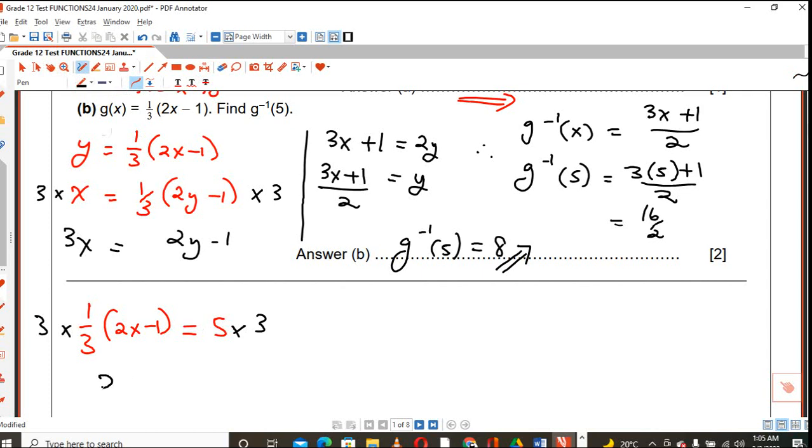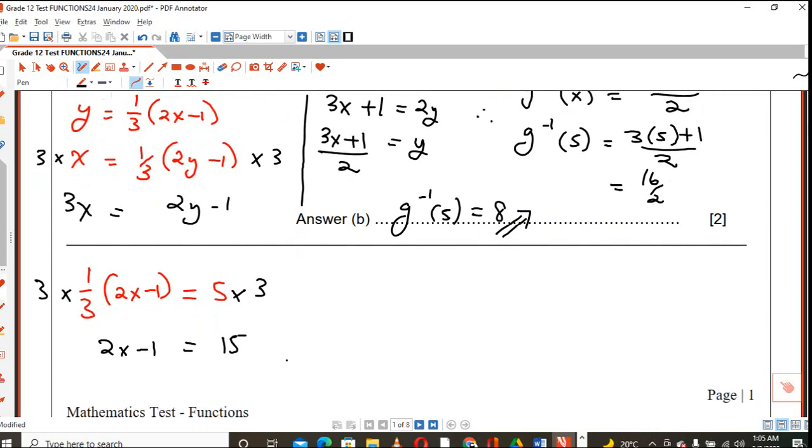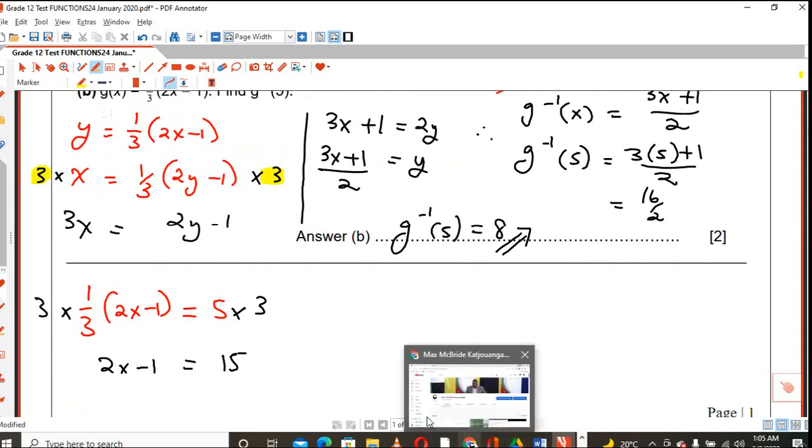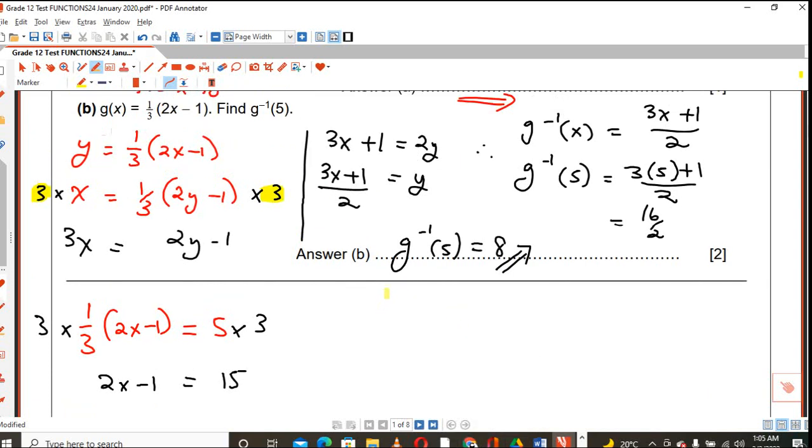That leaves me with 2x minus 1 equals, well, this is 15 here. And then what I'm going to do next is add 1. So it's exactly the same stuff that I was doing here. I was multiplying by 3. Can you see that? And now the 1 is already added, so to speak.